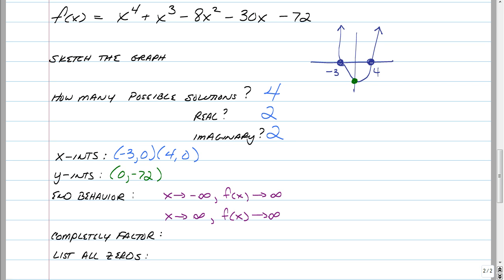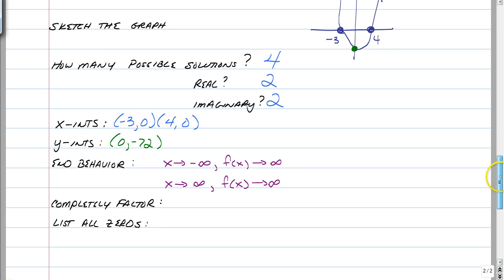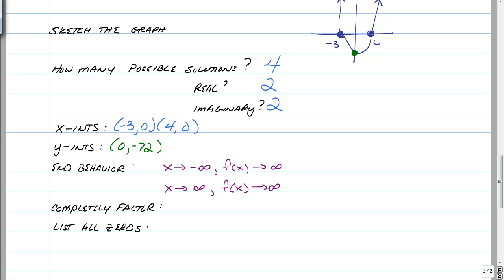Now remember, you already know 2 of your zeros. So you would just need to use synthetic division a couple of times, or if it was factorable, depending on which method you chose to do your factoring, you would end up with, obviously, x plus 3 and x minus 4 from here. And then you would have to get one more term, which would be your x squared plus 2x plus 6, because it cannot be factored anymore. If it could, you would.